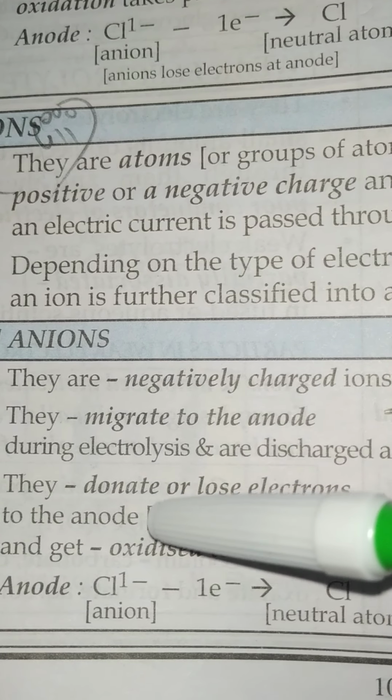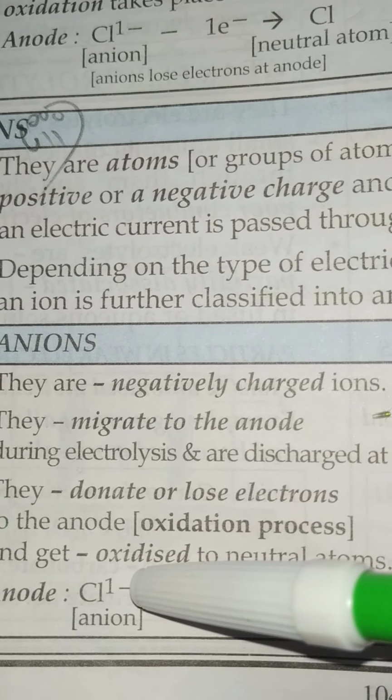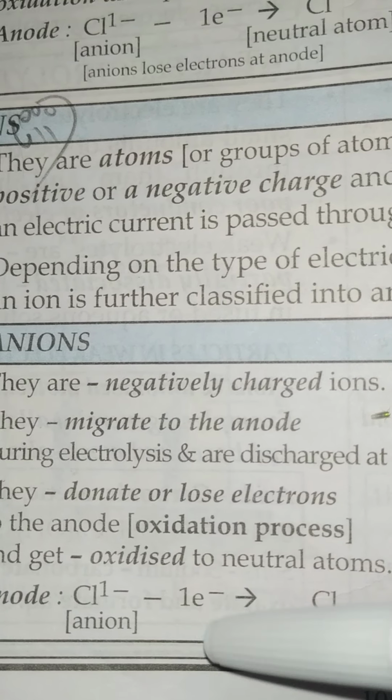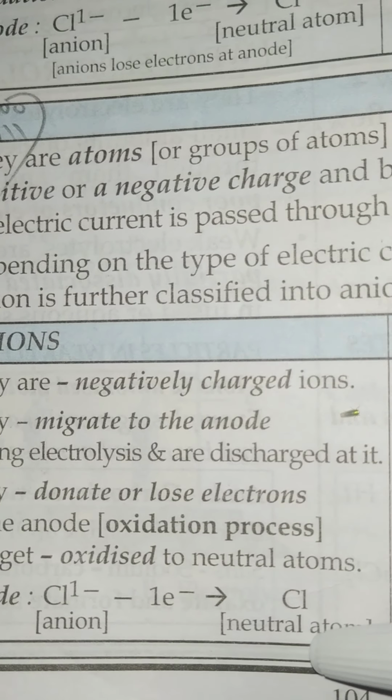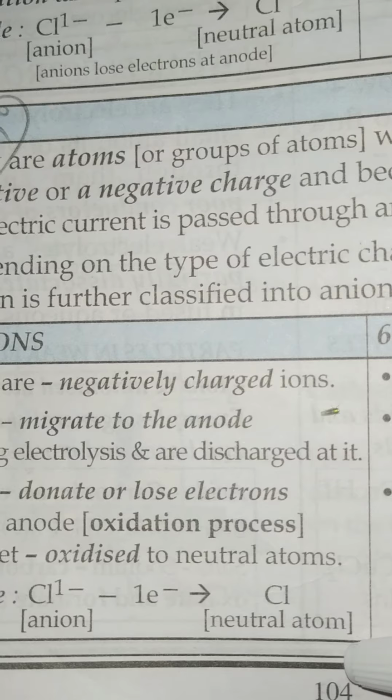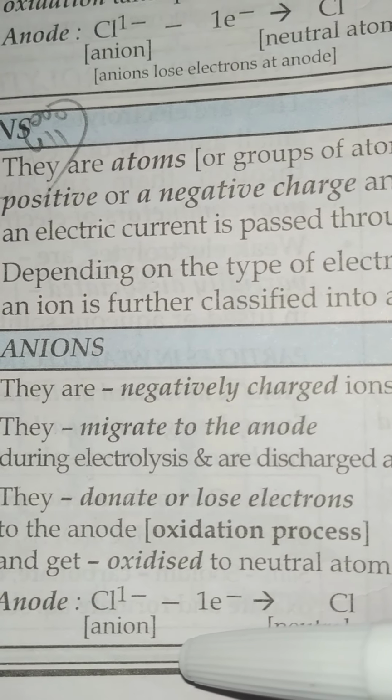Like this example is given of chlorine. At anode, chlorine, there will be a loss of electron, and then it will convert into a neutral atom. So chlorine is an anion.